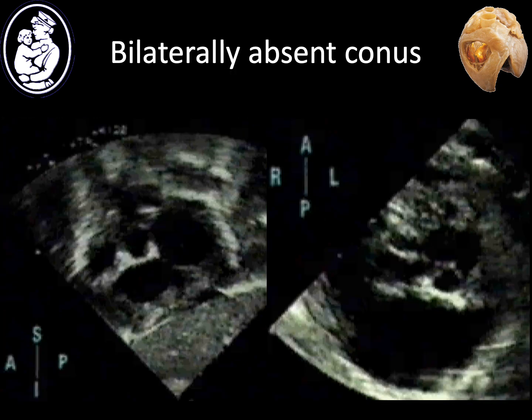Finally, an example of transposition with bilaterally absent subarterial conus. The panel on the left is a subxiphoid short-axis view. In this case, we see the aorta here aligned with the right ventricle, and the pulmonary artery here aligned with the left ventricle. The pulmonary valve is in fibrous continuity with the mitral valve, seen here.